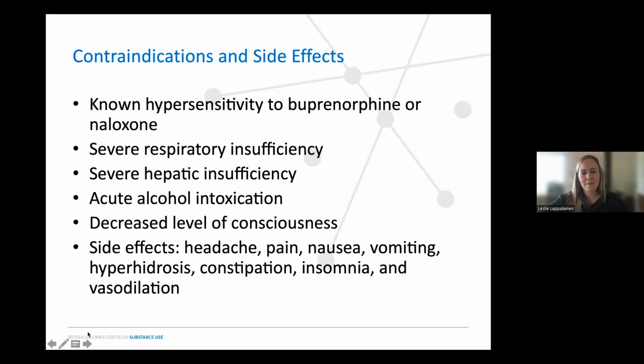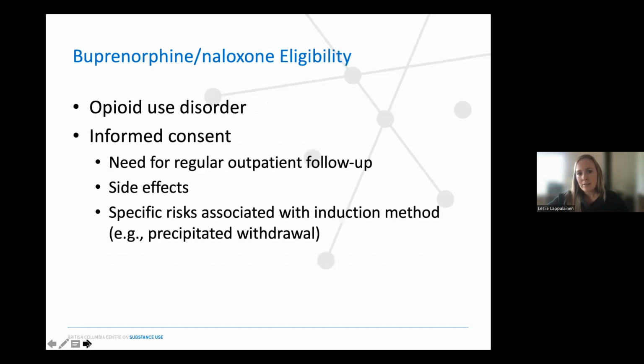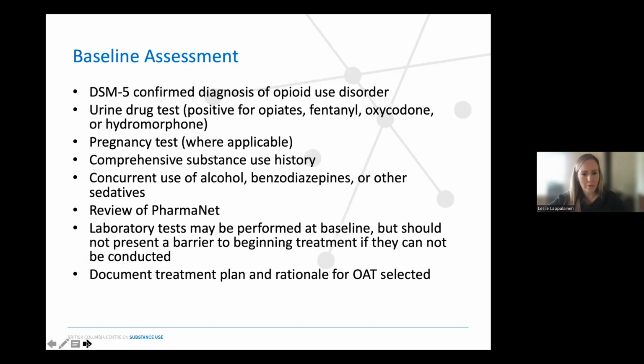Decreased LOC, and then the potential side effects are really the same as any side effects from an opiate: headache, pain, nausea, vomiting, hyperhidrosis, constipation, insomnia, and vasodilation. Who's eligible? They have documentation of an opiate use disorder, and then providing informed consent that this is a long-term treatment that needs long-term follow-up, talking about potential side effects, and specific risks around the induction method, so counseling around risk of precipitated withdrawal. We'll talk more about that.